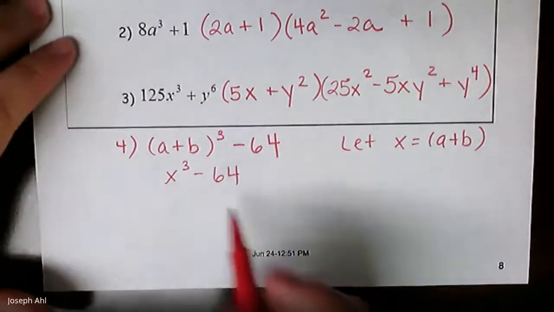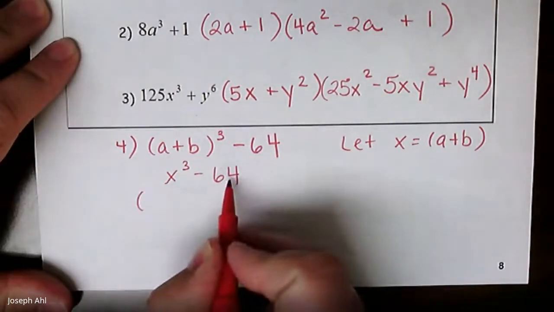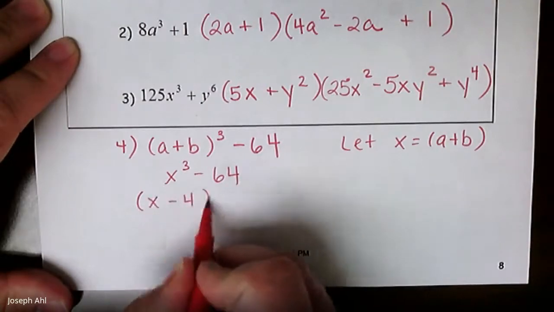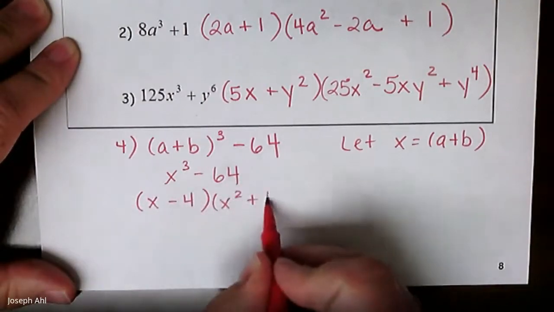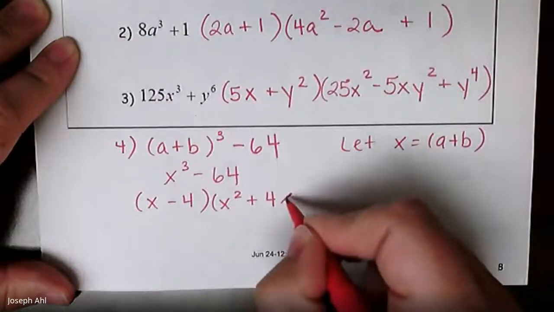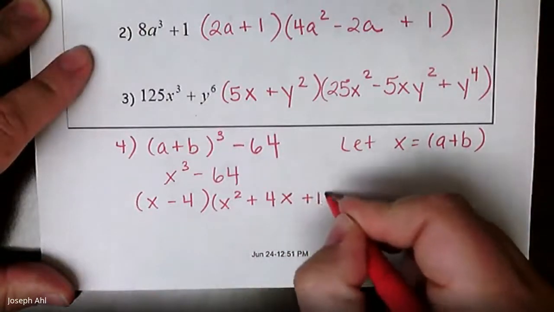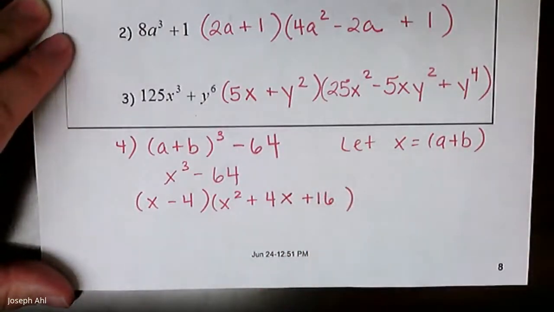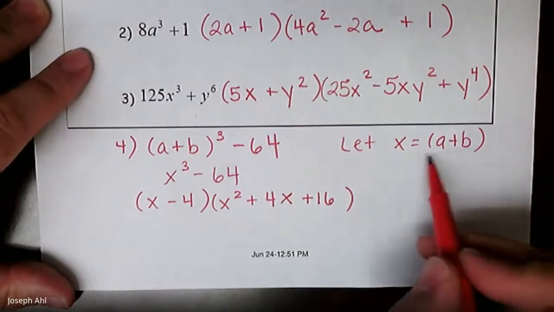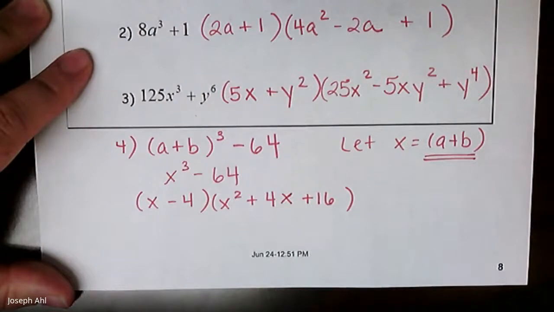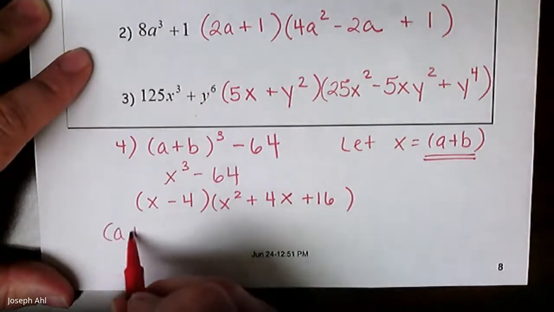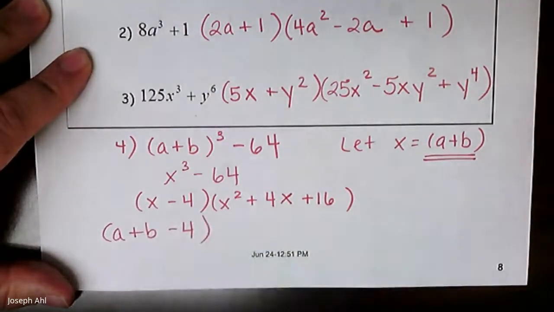So if I make this x cubed minus 64, 4 cubed is 64, so it's x minus 4 times x squared plus 4x, and then plus 16. I'm going back to that pattern for the difference of perfect cubes. The last thing you have to remember is really just don't forget, replace that quantity a plus b. So it's going to be a plus b minus 4.